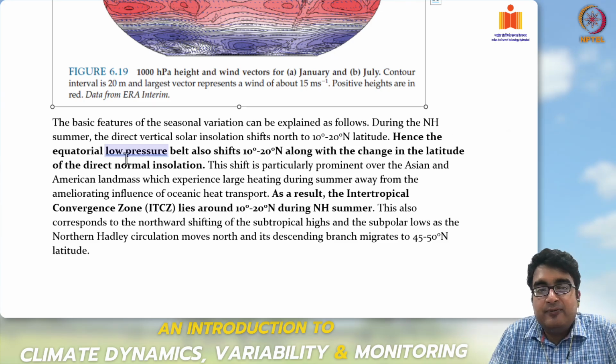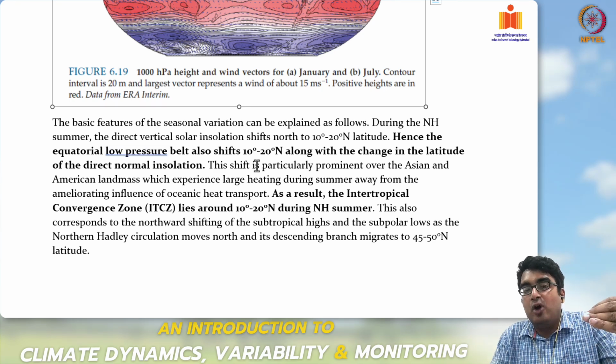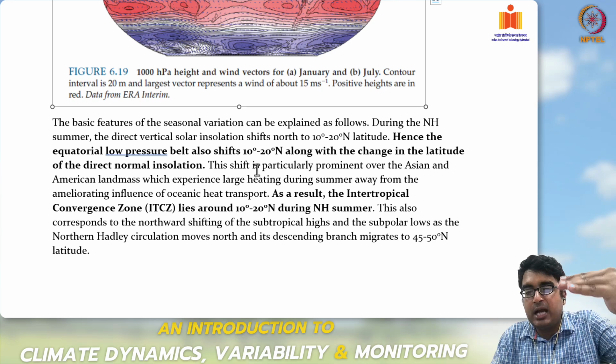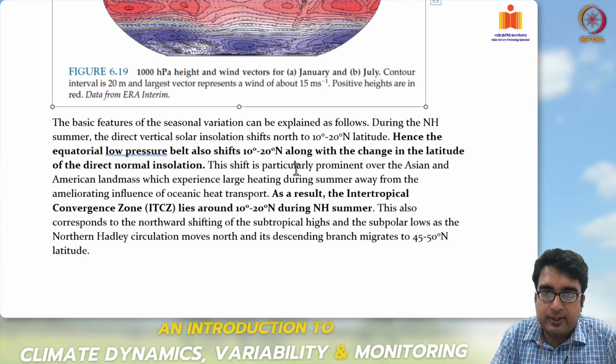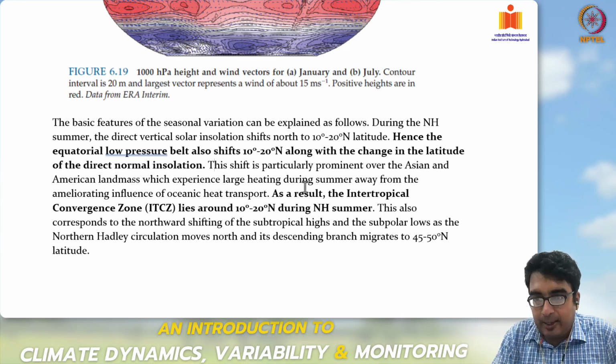During the northern hemisphere summer, direct vertical solar insolation shifts north to 10 to 20 degrees north latitude. Hence, the equatorial low pressure belt also shifts 10 to 20 degrees north from 0 degrees. So it is shifting upwards into the northern hemisphere along with the change in the latitude of the direct normal insolation. This shift is particularly prominent over the Asian and the American landmass, which experience large heating during summer.